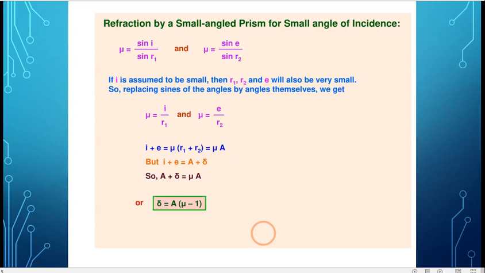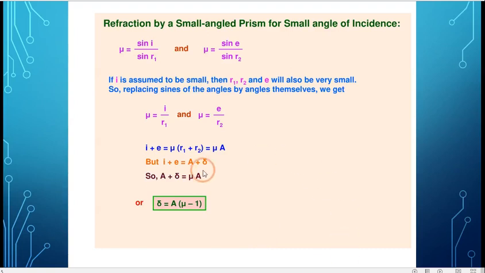यहाँ पे हम लोग क्या करने वाले हैं, mu is equal to sin I upon sin R1 and mu is equal to sin E upon sin R2. If I is assumed to be small, then R1, R2 and E सब हमें क्या कंसीडर करना पड़ेगा, they are also very small. Replacing sines of the angles by angles themselves, we get mu is equal to I upon R1 and mu is equal to E upon R2. So we know I plus E is equal to A plus delta. Now here we are going to consider I plus E is equal to mu into R1 plus R2, that is mu into A.